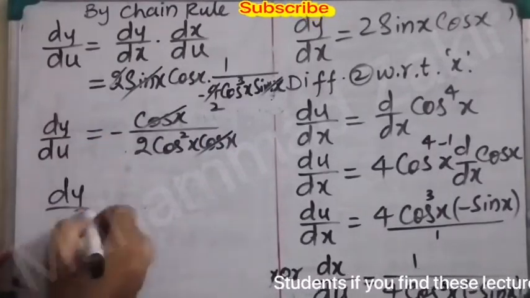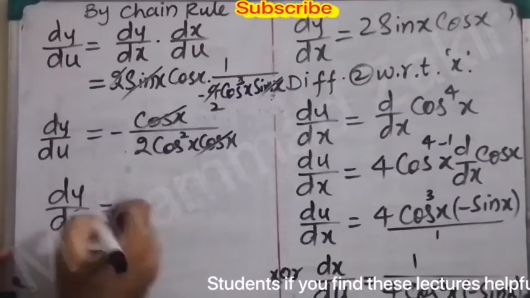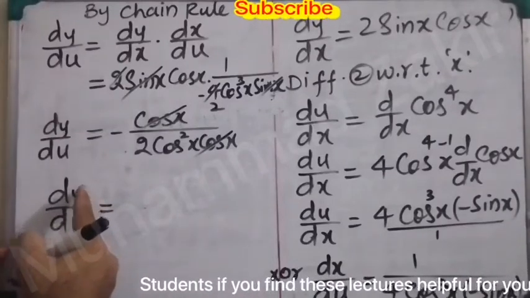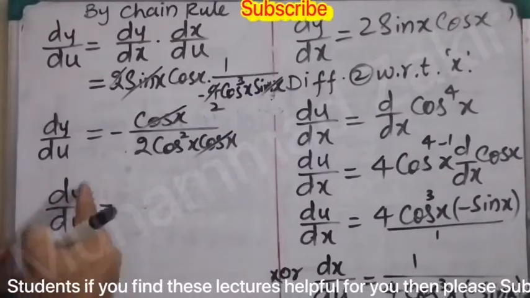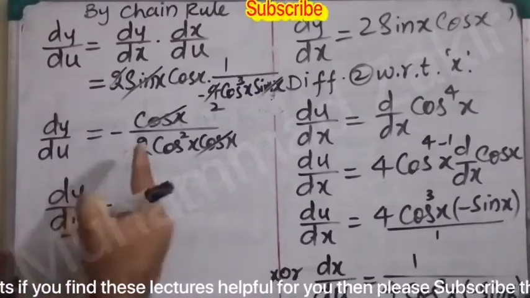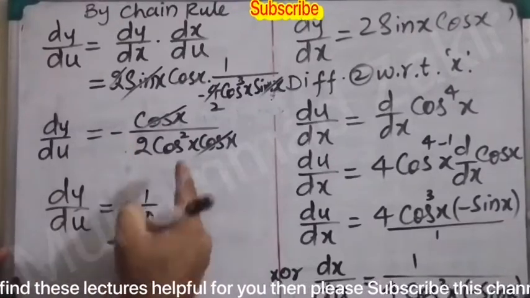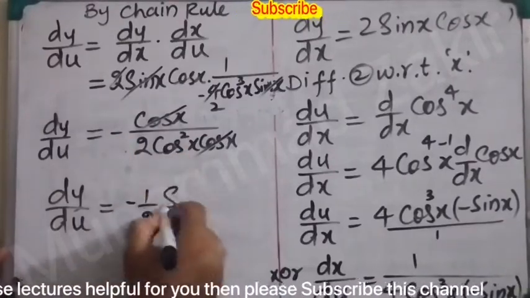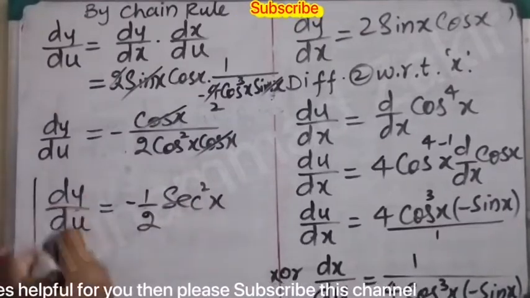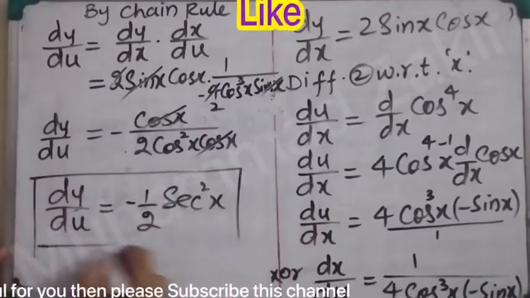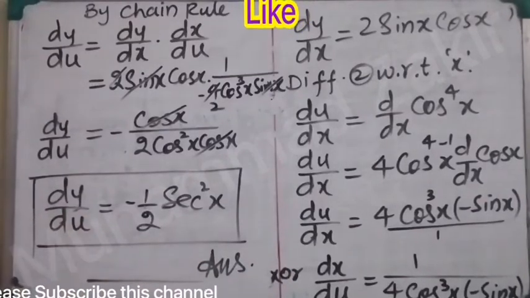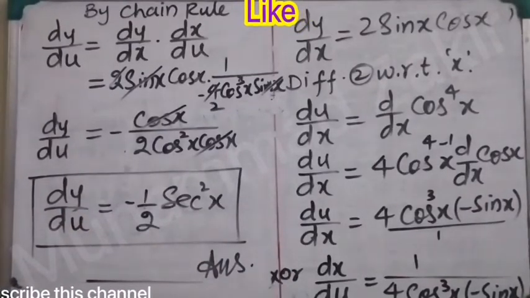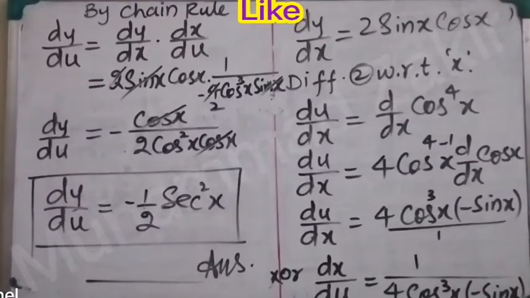Now dy by du is the derivative of one function with respect to the other. One function was y, the other was u. The derivative of y with respect to u is minus 1 by 2. Cos square in the denominator will be secant square in the numerator. This is the answer. The derivative of sine square x with respect to cos power 4x is minus 1 by 2 secant square x.